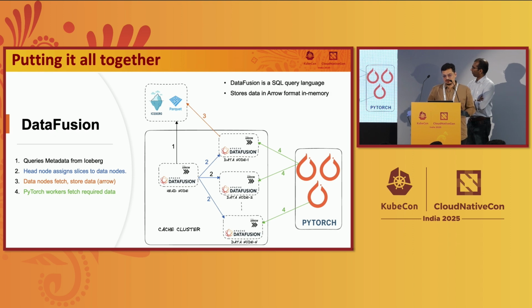I have numbered the flow for you. Number 1 is get data from the Iceberg table, meta information. Then you make, from the head nodes, assignments of slices of data to each data node. Data nodes, again, have DataFusion running on them, and DataFusion allows them to store the data that they are responsible for in the Arrow format. PyTorch workers then directly get the data from the data nodes that will hold the data that they're looking for. And this is over Arrow Flight.